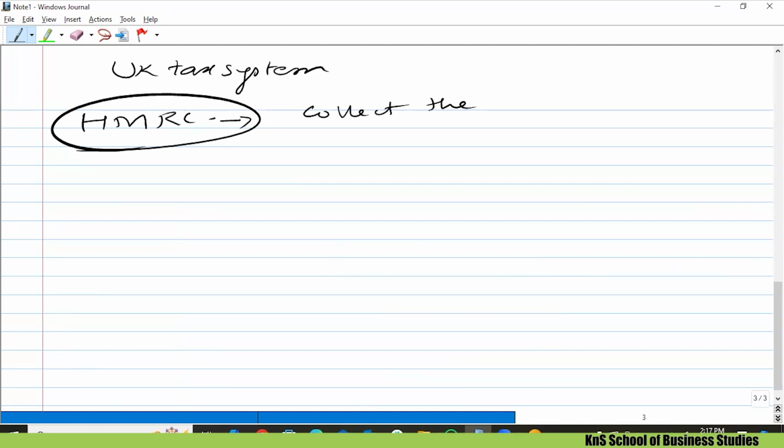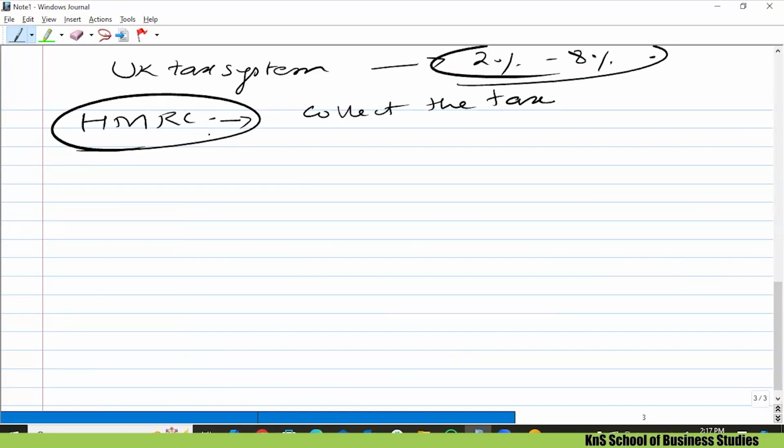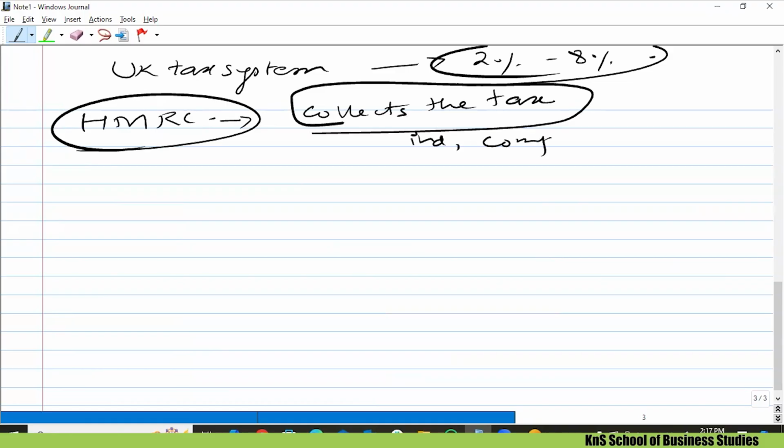With exam perspective, this area is tested with 2 to 8% marks. That's all, it's not more than that. So most of the MCQs you can expect from here. So it's overall function, and how it is contributing towards the economy, is that it basically collects the tax from where? From the individuals, from the companies.